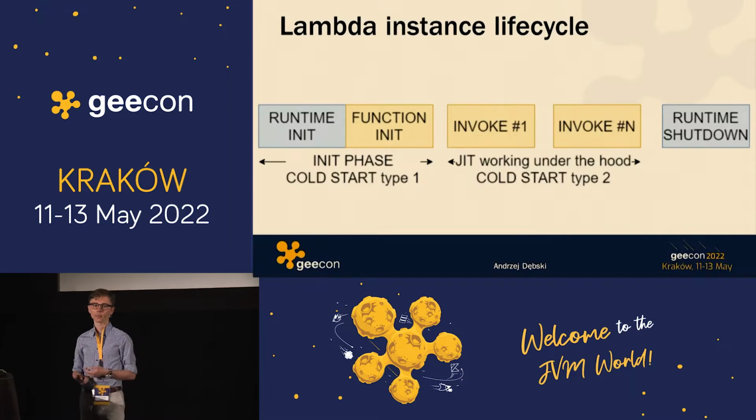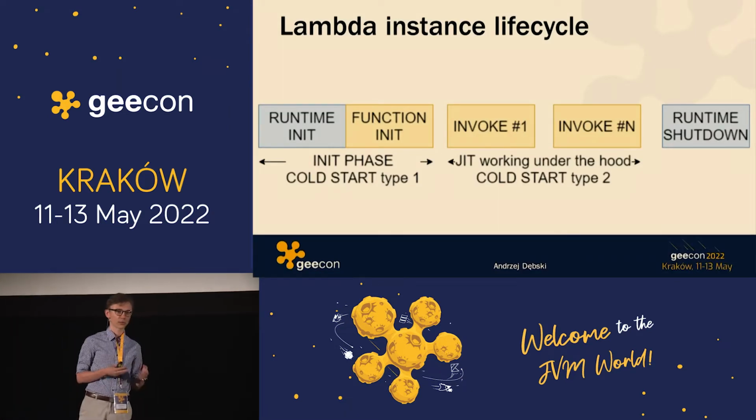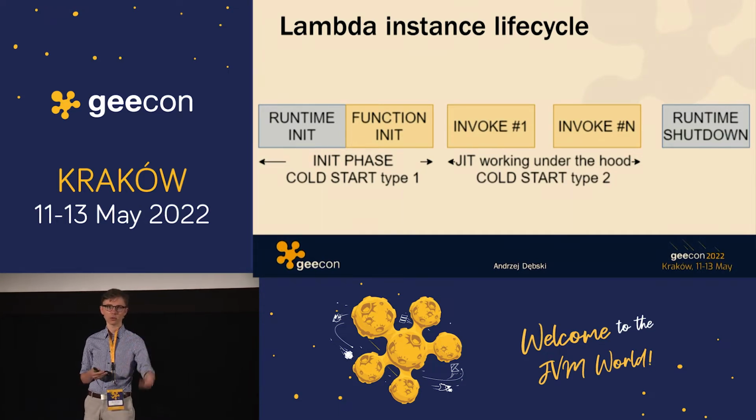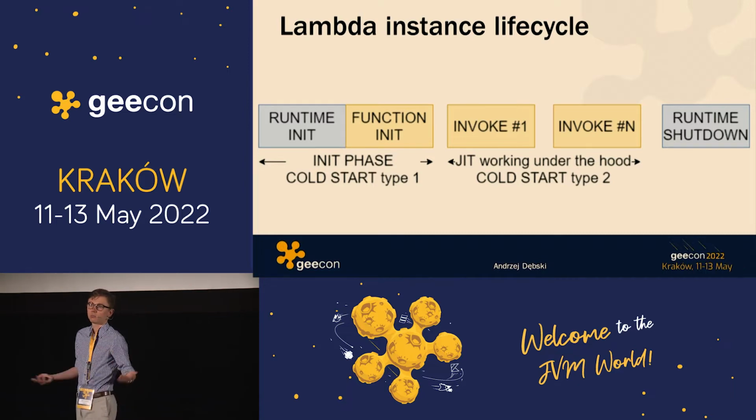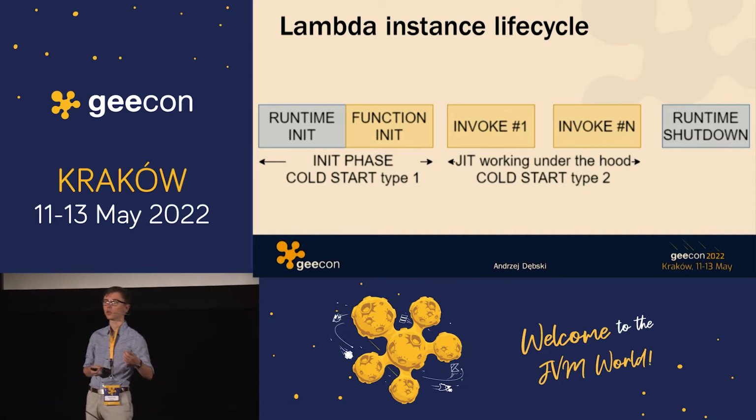So cold starts. To understand what they are, we first need to understand the life cycle of a Lambda function. When you deploy the code to a Lambda, it doesn't do anything, Lambda does not execute it. Only when the first request arrives to your Lambda function, the AWS Lambda service creates an instance of your function. That instance goes through a very specific life cycle, whose phases you can see on the slide.